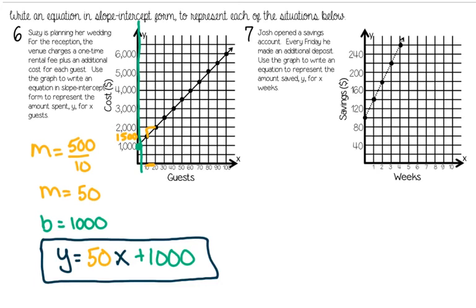Let's look at the next example. Josh opened a savings account. Every Friday, he made an additional deposit. Use the graph to write an equation to represent the amount saved. So again, when it says to write an equation, I'm writing a slope-intercept equation. So I need to find my slope.